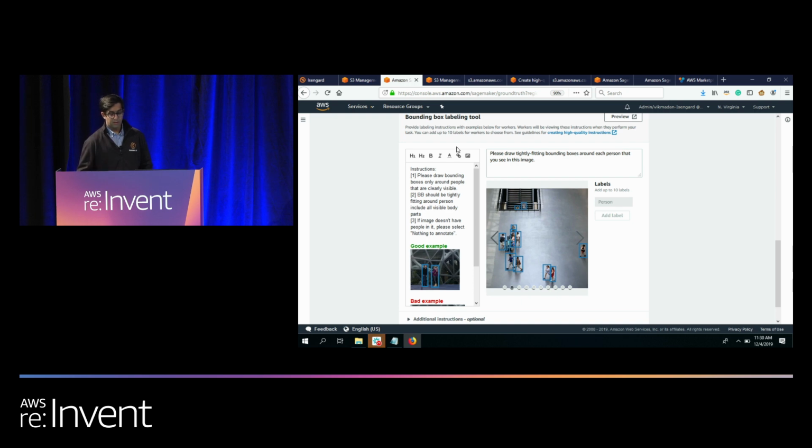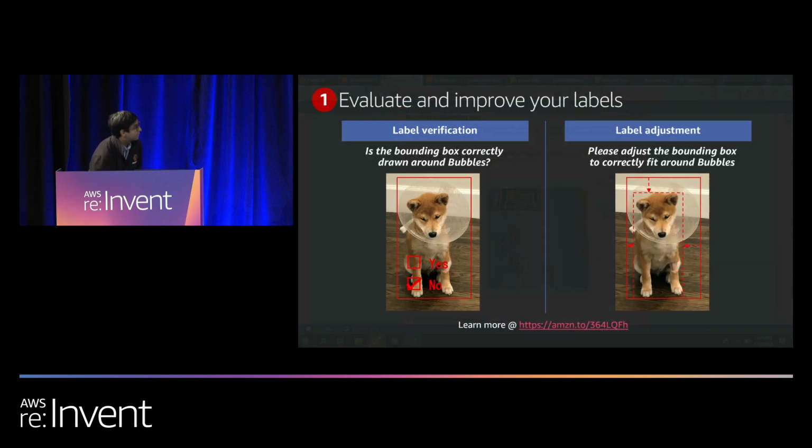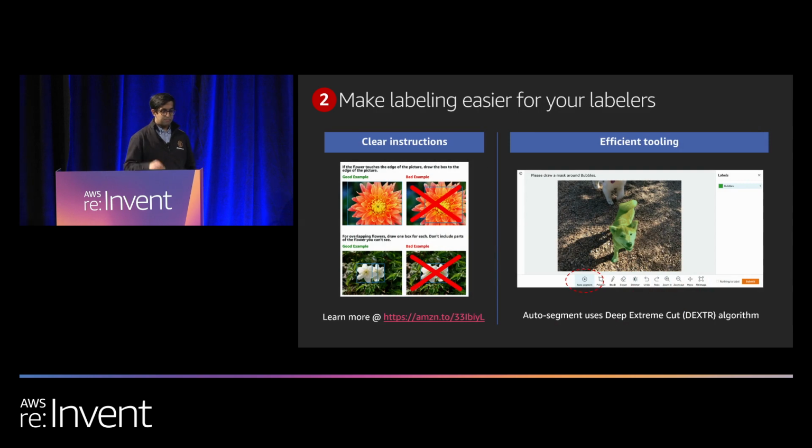So very, very important in the life cycle of data labeling are the evaluation and adjustment. So that's the first best practice. The second best practice here is make data labeling as easy as possible for your labelers, right? Very, very important, and there's two core tenets there, right? So on one hand, you want to provide as clear instructions.